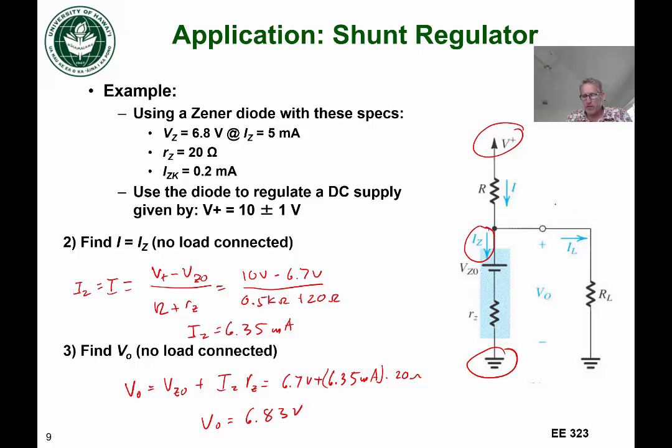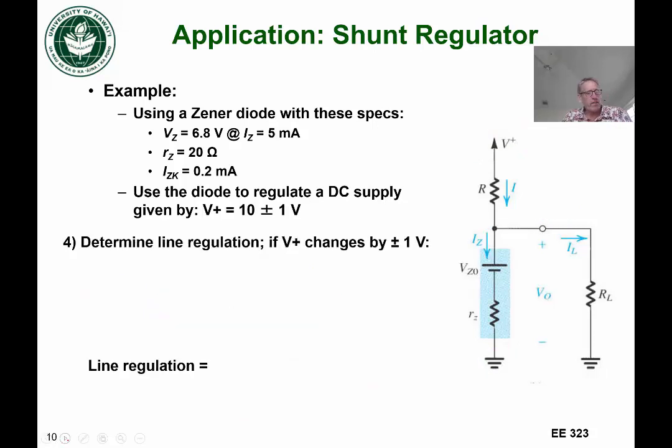So the earlier assumption that this was 6.8 volts based on IZ of 5 milliamps wasn't quite right, because the current was actually, as we determined, a little bit higher, and hence this is now 6.83 volts when there's no load at the output.